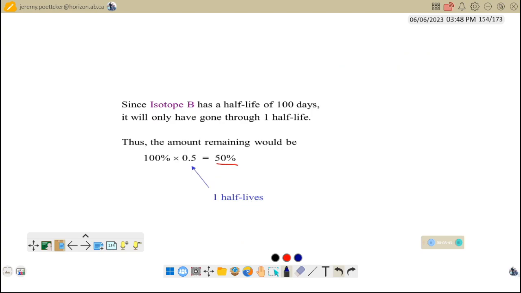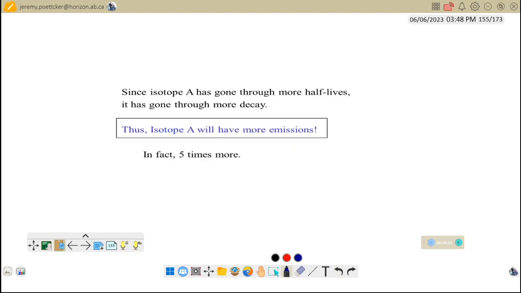Isotope B, half-life of 100 days. So it's gone through one half-life after 100 days, which means 50% remains. Right? Or if you really want, this is 100% times 0.5 exponent 1. And this means isotope A has to have more emissions, especially if we stipulated at the beginning that they have the same mass. In fact, it'll have 5 times more emissions.